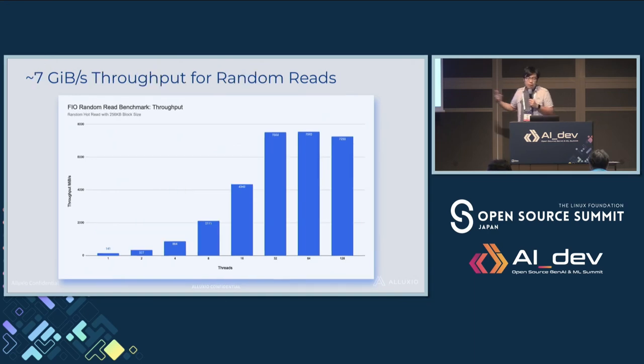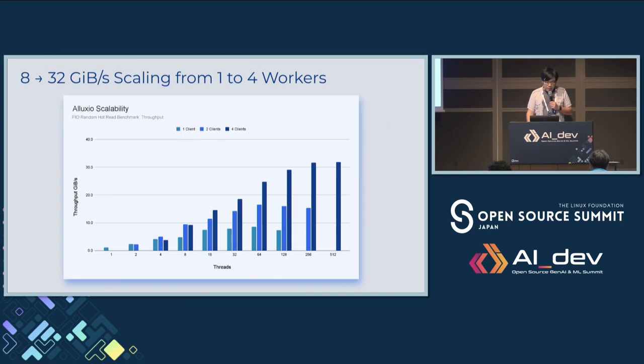And similarly, for FIO, we can use random reads to stress the system. We get a similar result, so 7 gigabytes per second of throughput for the random reads. It's considered pretty good. But that's only a single worker. If you have multiple workers, the promise of using consistent hashing is to make sure every worker gets a similar amount of data and serves a similar amount of workload.